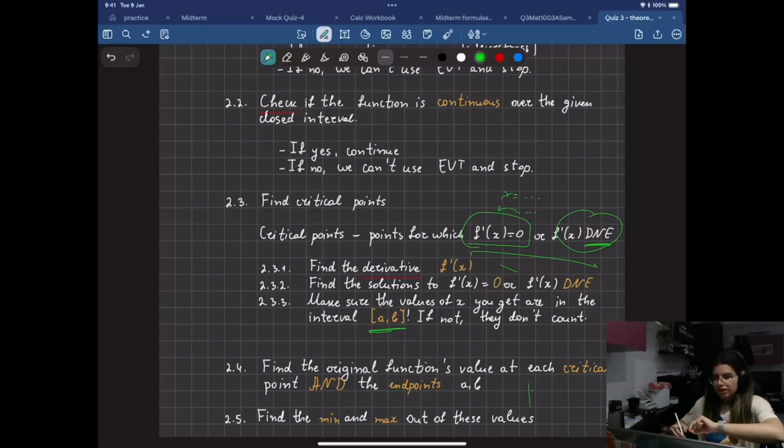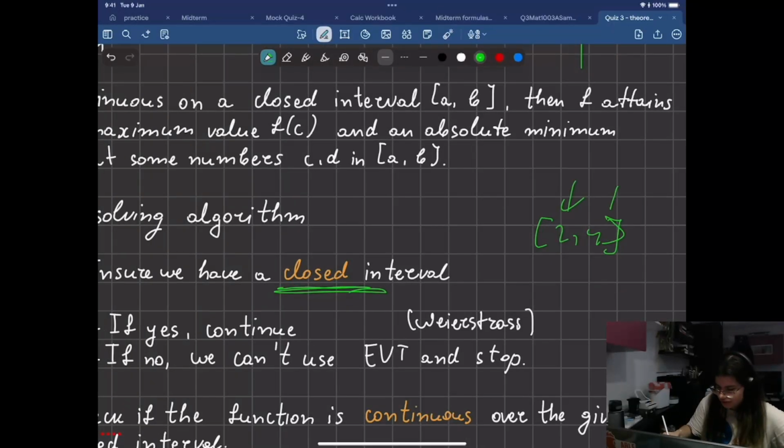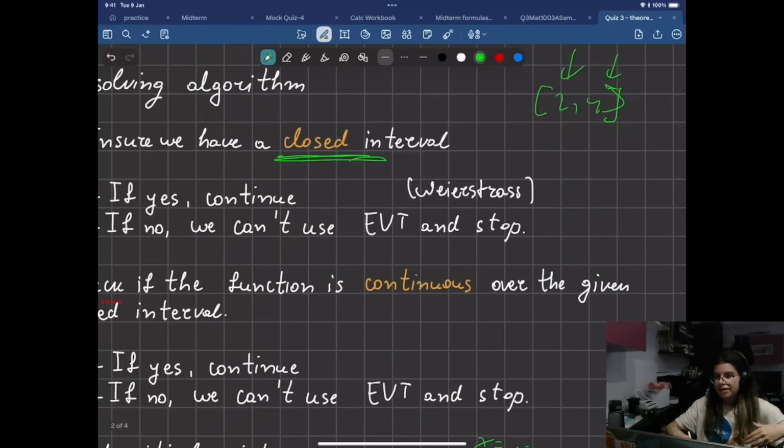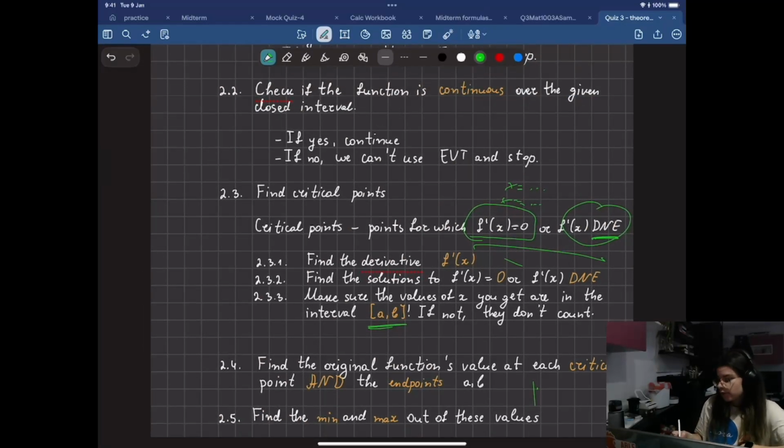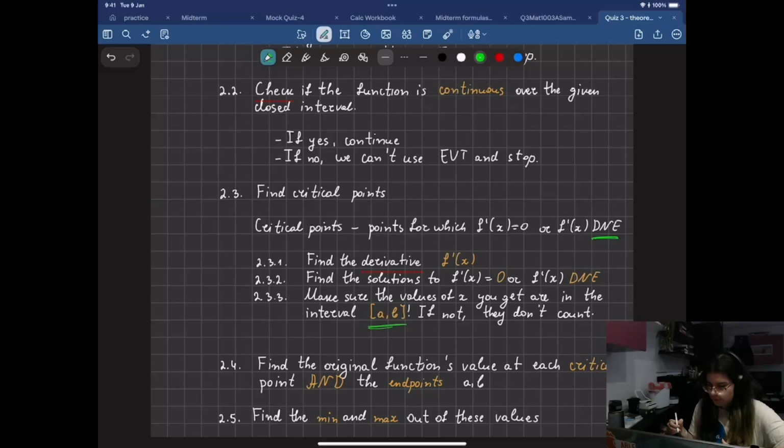And then once you have a list of these points, you are just gonna evaluate the original function at each point plus at the endpoints of the interval. Endpoints are these two guys, okay? So you evaluate at these 2 points as well as the critical points that we already found. And then you're gonna get some values, and then you just pick the minimum and the maximum, and these are your final answers. Okay, that was quite long, and I don't expect you to have remembered it, but let's just go through the actual problems in order to apply this.